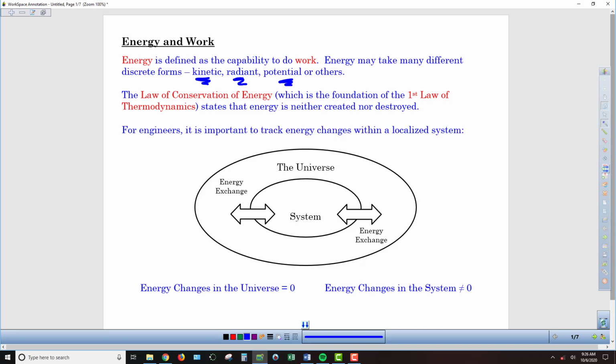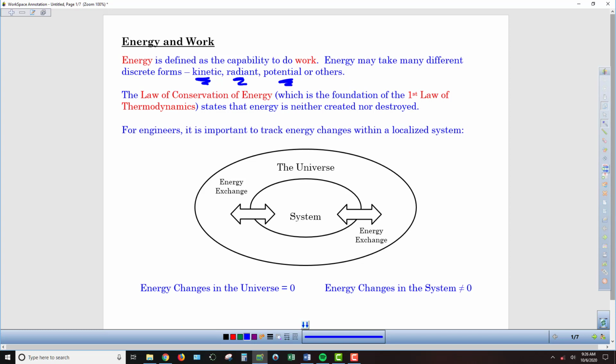And so the law of conservation of energy, which is a basis for the first law of thermodynamics, we'll look at thermodynamics a little bit more deeper into the year, states that energy is neither created nor destroyed. So it can change forms, but it's not going to be created or destroyed.